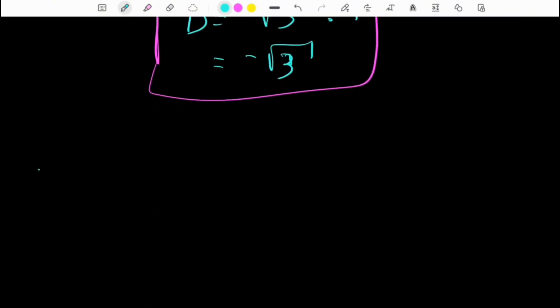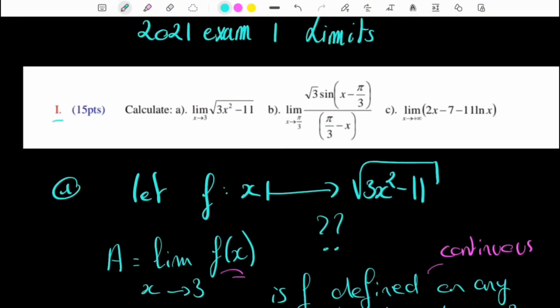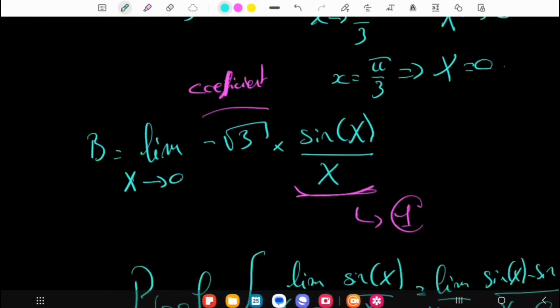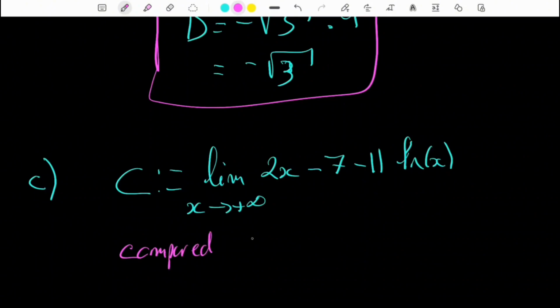Okay, so now limit number 3. So let's call it C, as usual, equal to the limit of 2x minus 7 minus 11 ln of x when x tends to plus infinity. We will use compared growth.